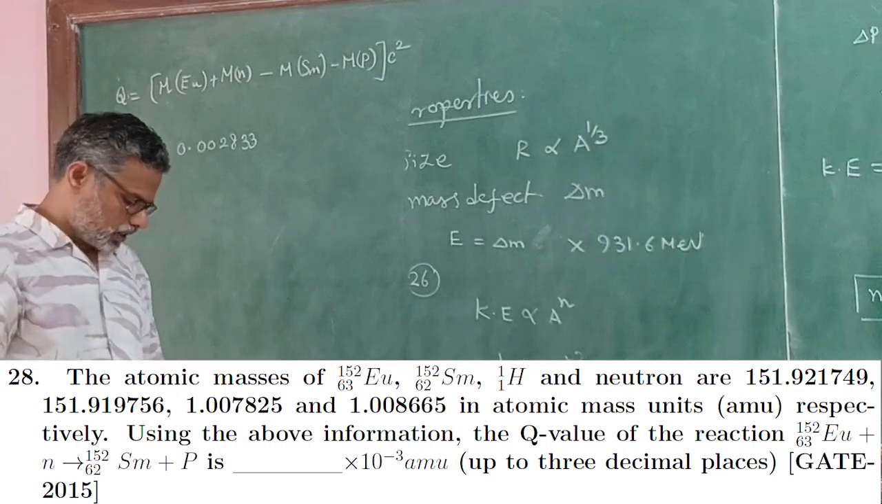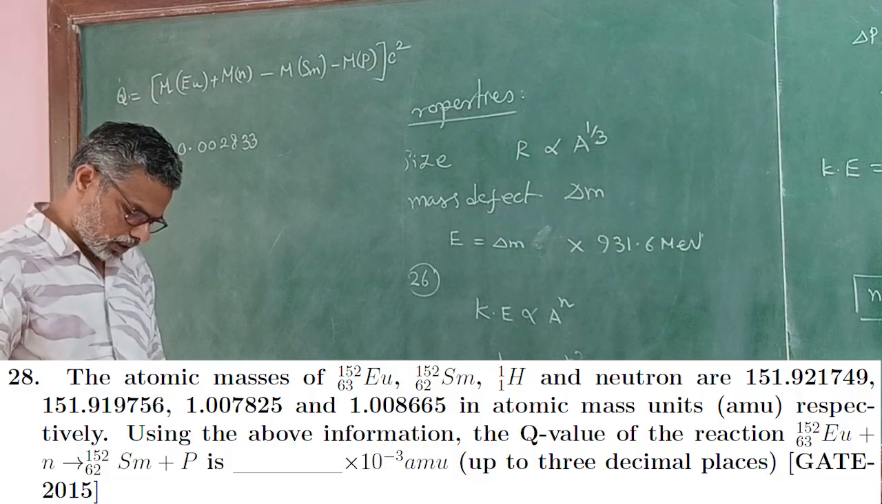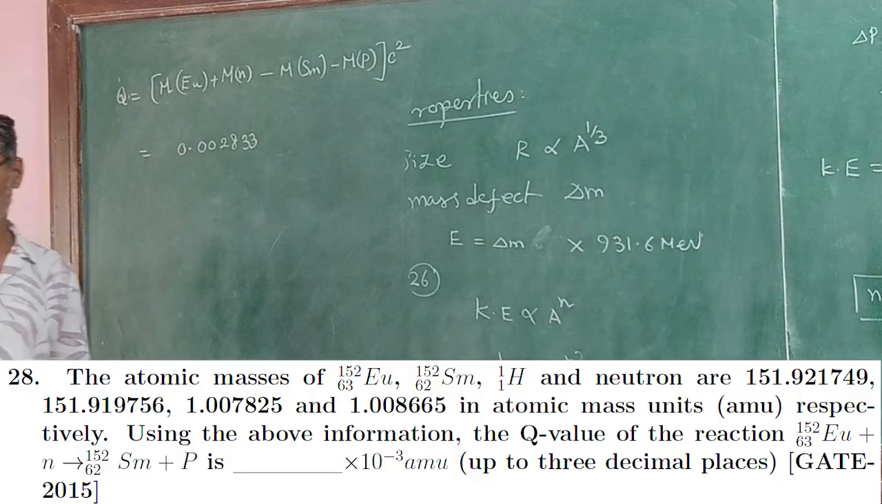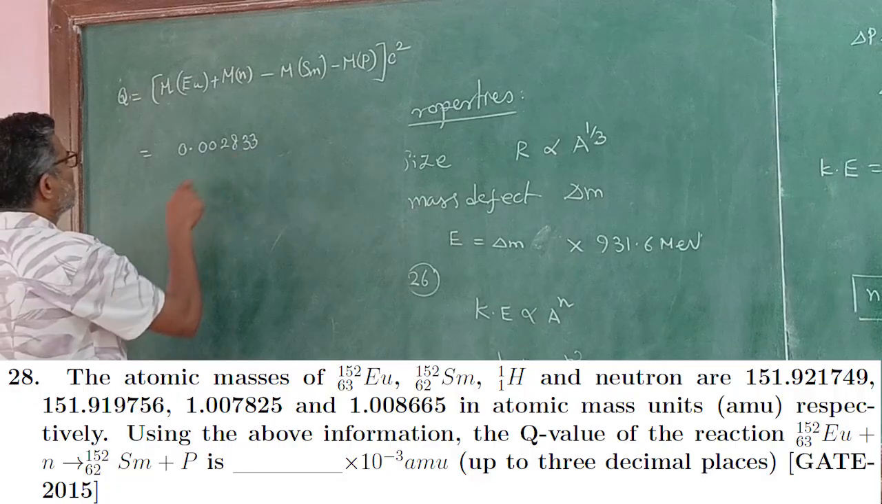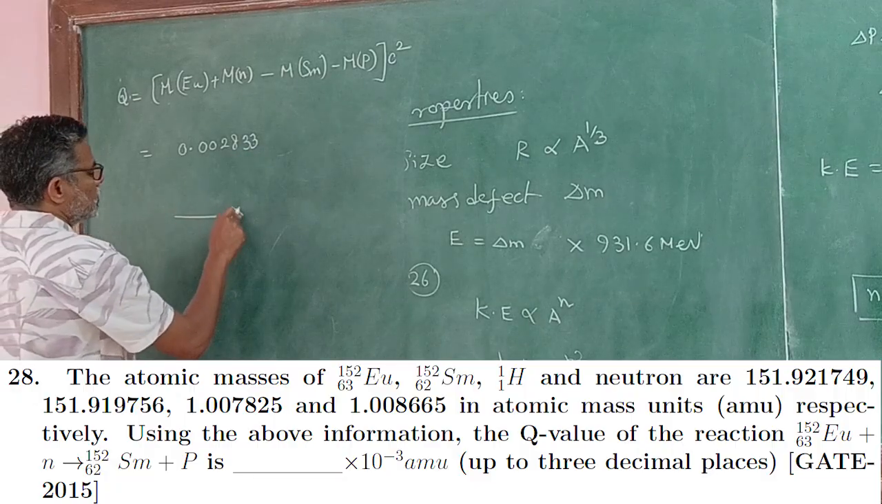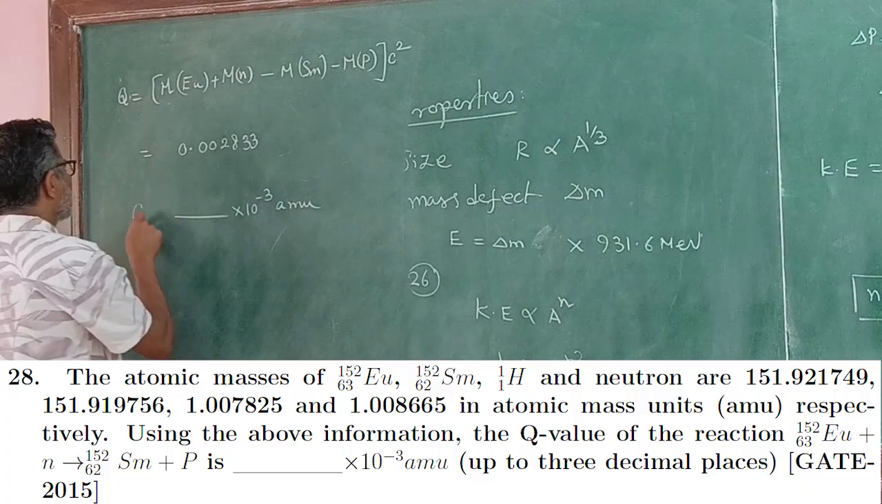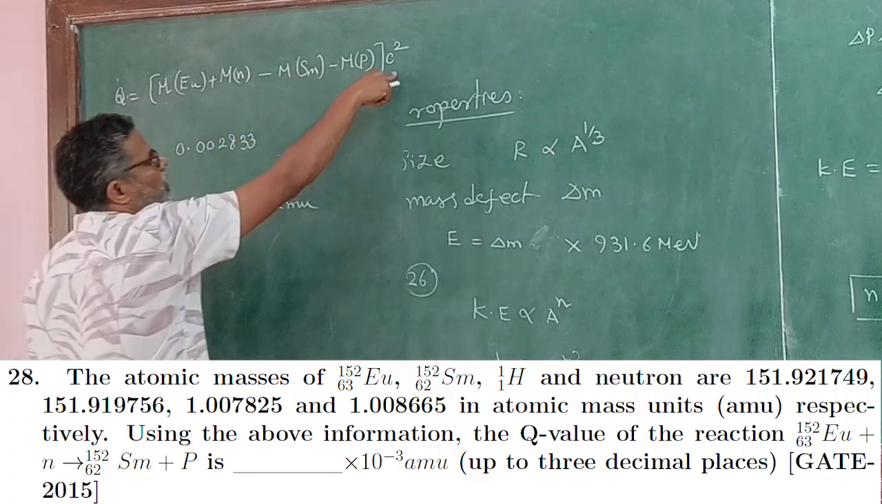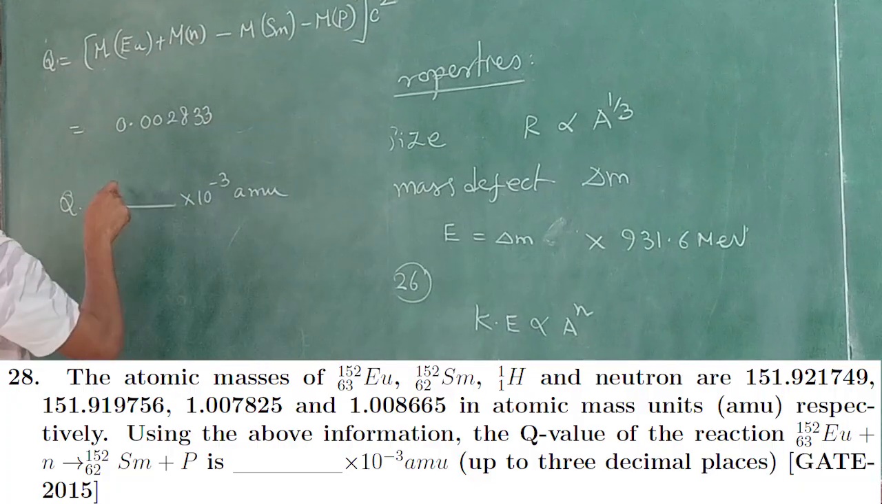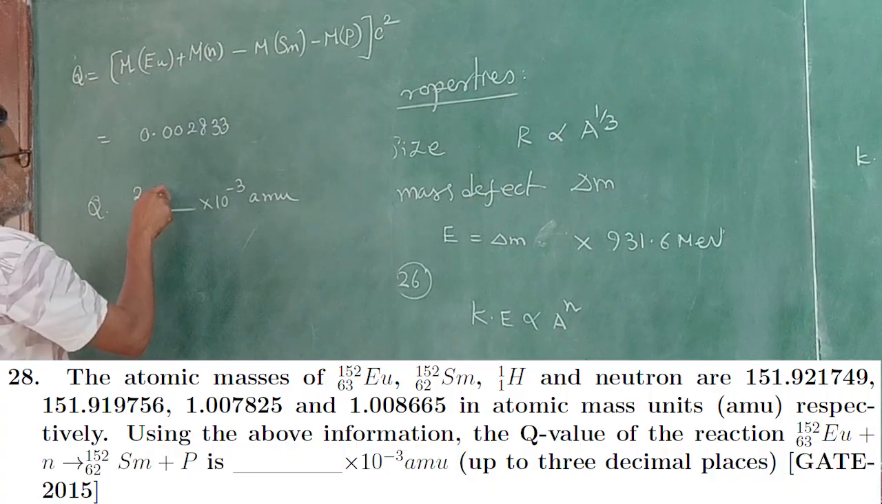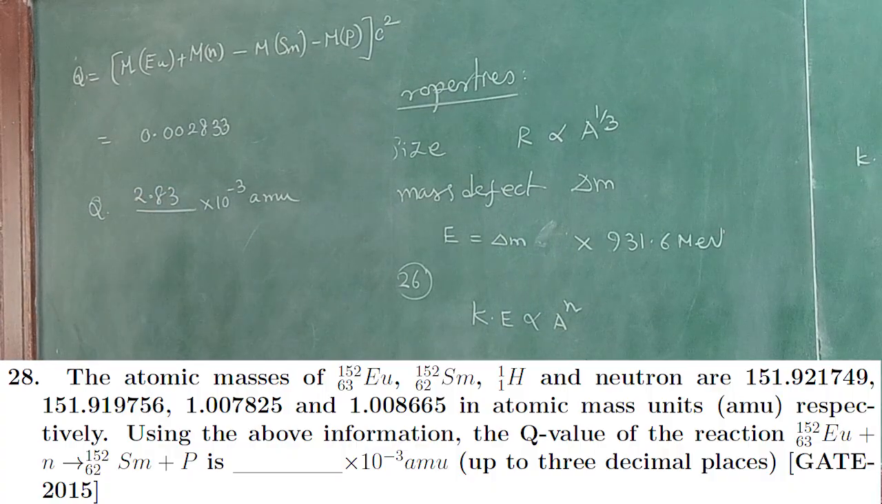So basically the problem is given only the mass effect value Q in terms of A. That is what is asked in the question paper, in units of 10 to the power of minus 3 AM. And you don't have to multiply c square also, only the mass effect. So that will be 2.8. Okay.